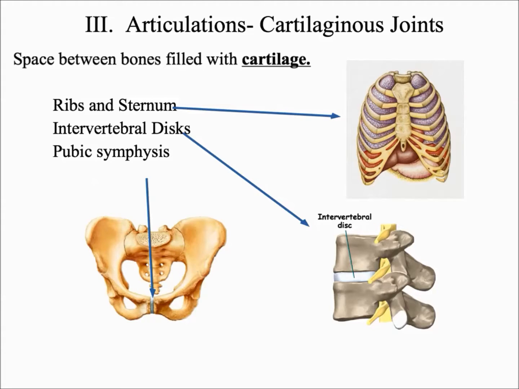Another type of cartilaginous joint is a joint between 2 vertebrae, in which an intervertebral disc or fibrocartilage pad is found between adjacent vertebrae. And a last example of a cartilaginous joint would be the pubic symphysis, in which a fibrocartilage pad is found between the 2 pubic bones.